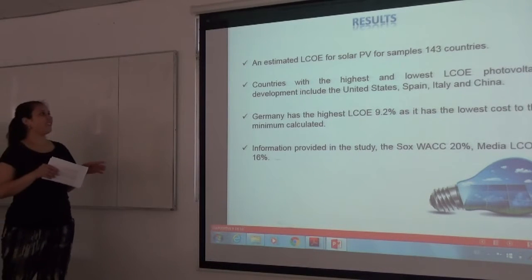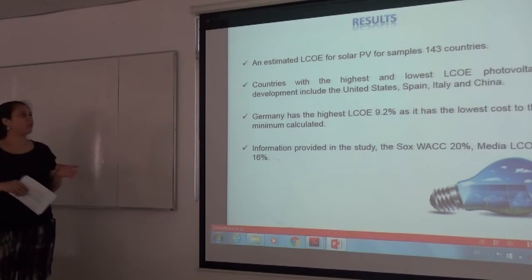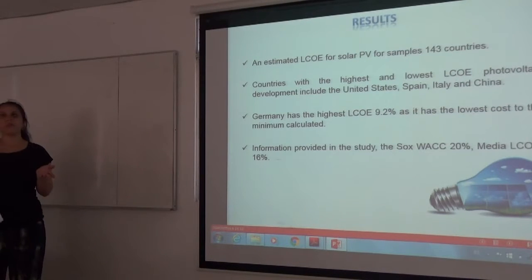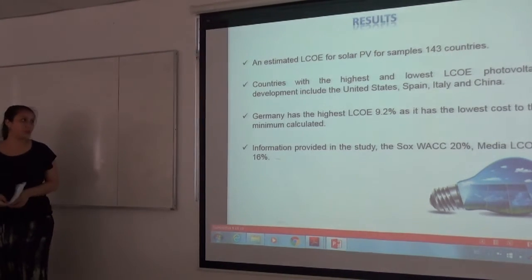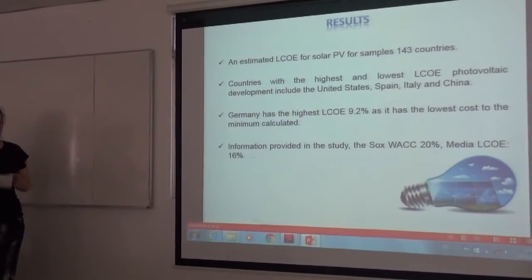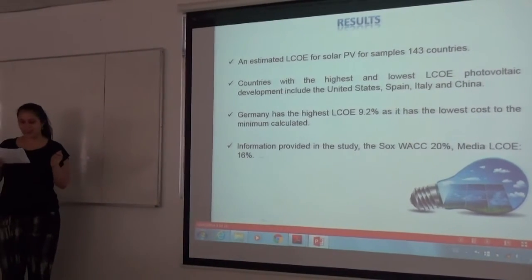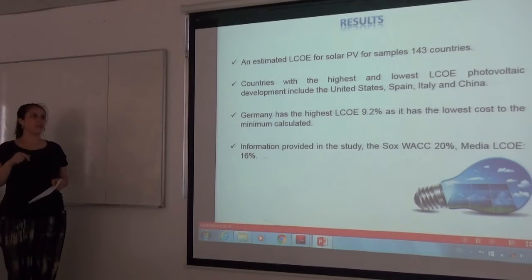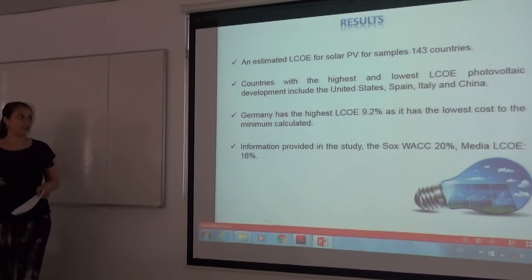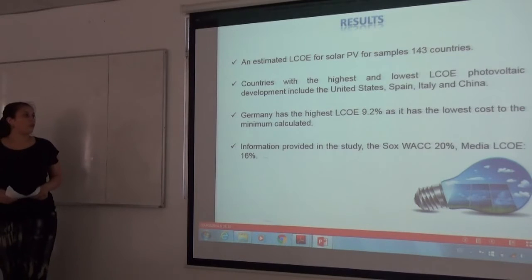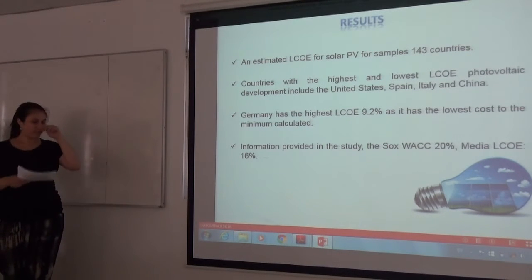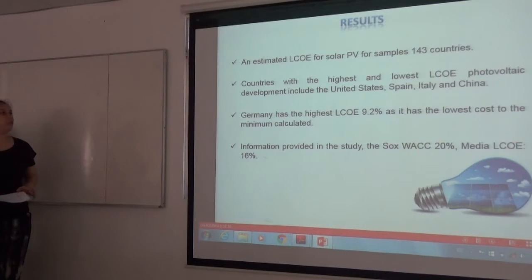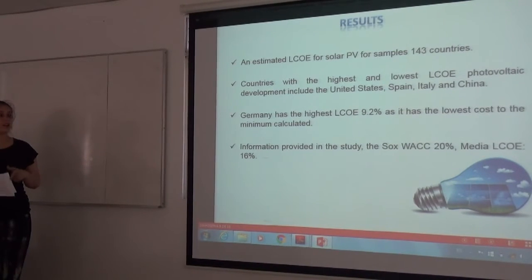An estimate of LCOE for solar energy, for example, 143 countries. The data provides evidence of the most attractive country for investment in this area. Countries with the highest and lowest LCOE for photovoltaic include the United States, Spain, Italy, and China.